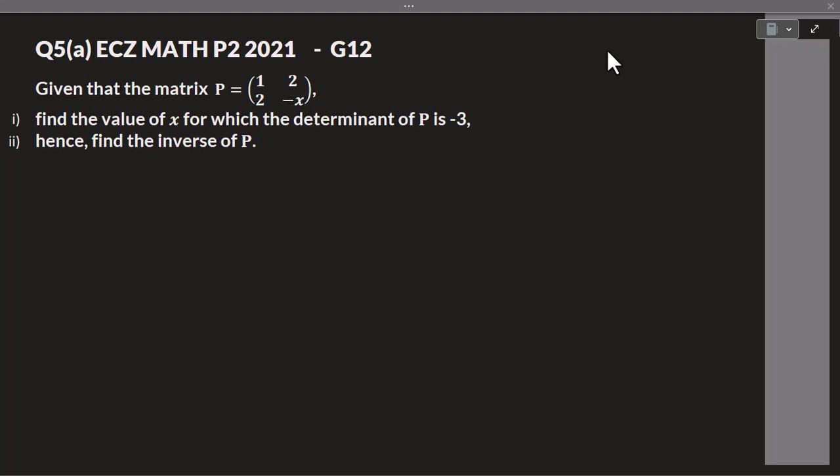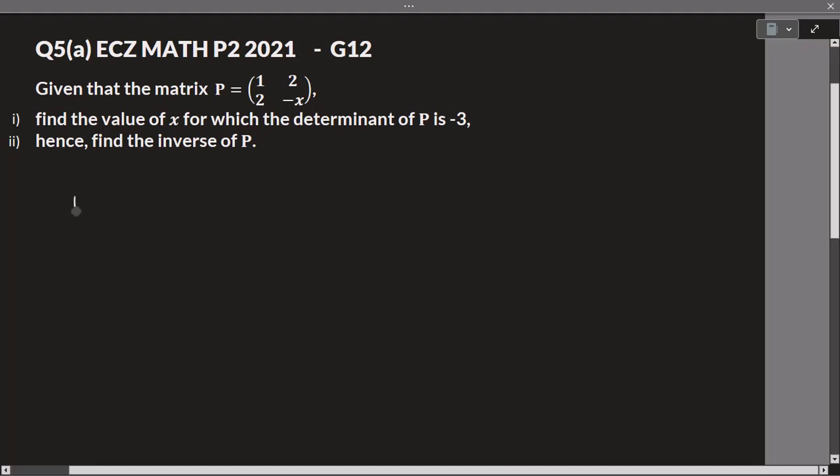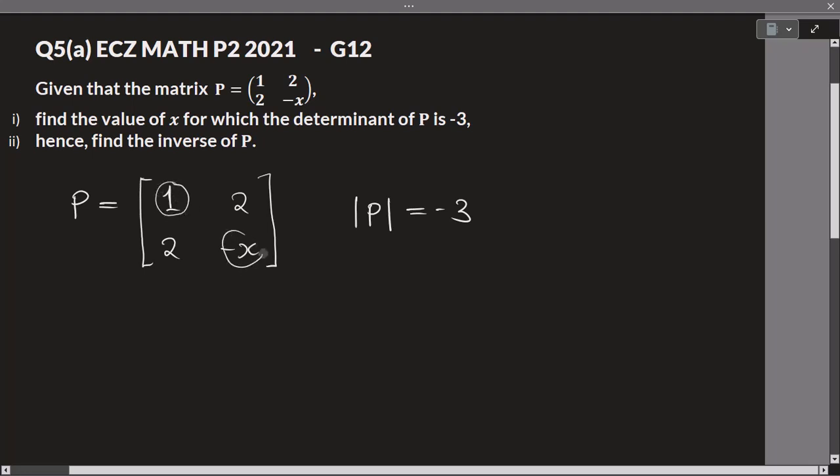We've been given a matrix that is P. Matrix P is equal to 1, a 2, and a negative x. And we're told that the determinant of matrix P is negative 3. So we're told that the determinant of P is equal to negative 3. Now, we know how to find the determinant. We said we will multiply this element here with the element here and then subtract it.